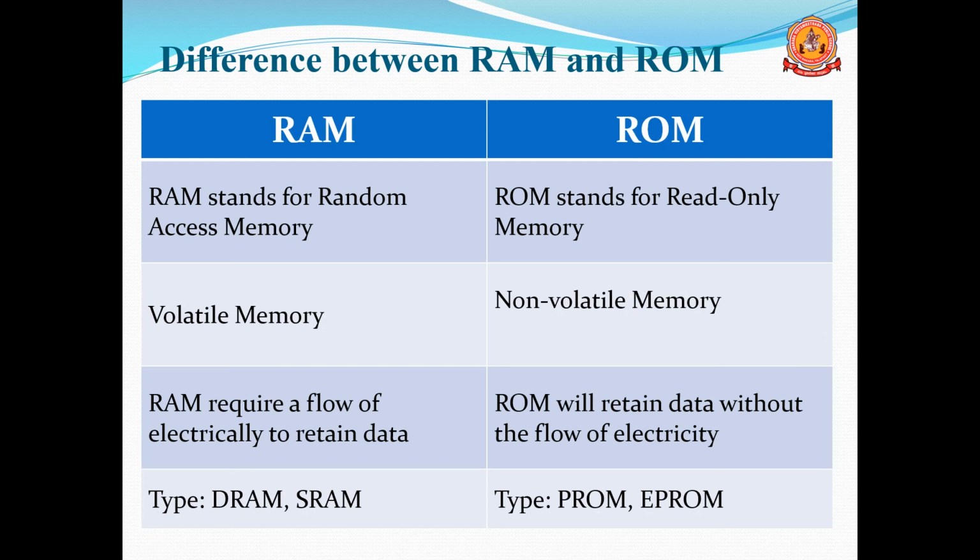Then if you take the ROM, mainly two types are given here: PROM and EPROM. One more type is also there, that is electrically erasable programmable read-only memory, EEPROM. So these are the differences between the RAM and ROM.